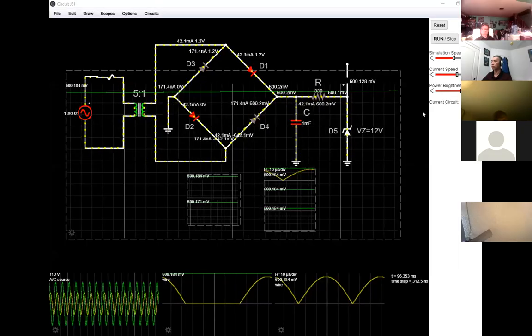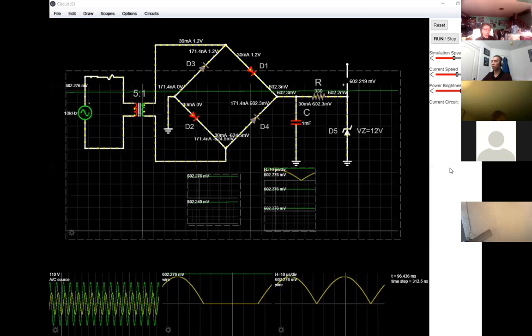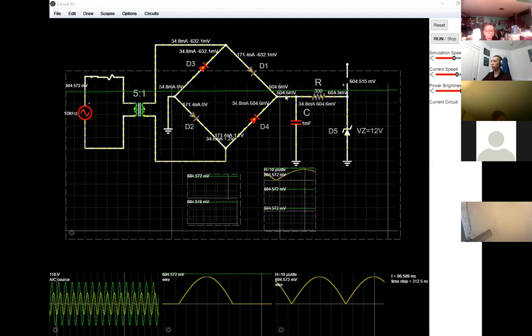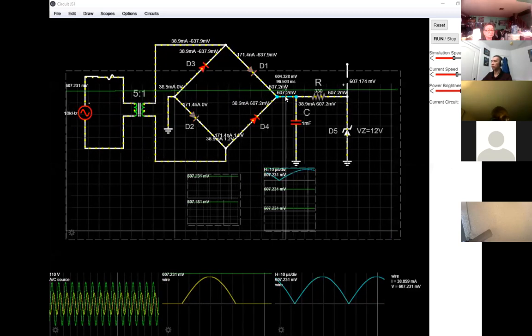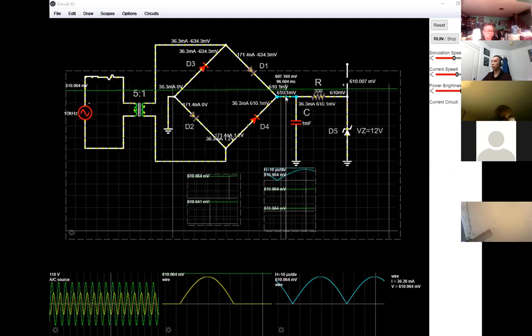Ripple question of where the ripple might be. So I'm using Falstad in order to get it simulated. If I remember correctly, there was a ripple question right here.